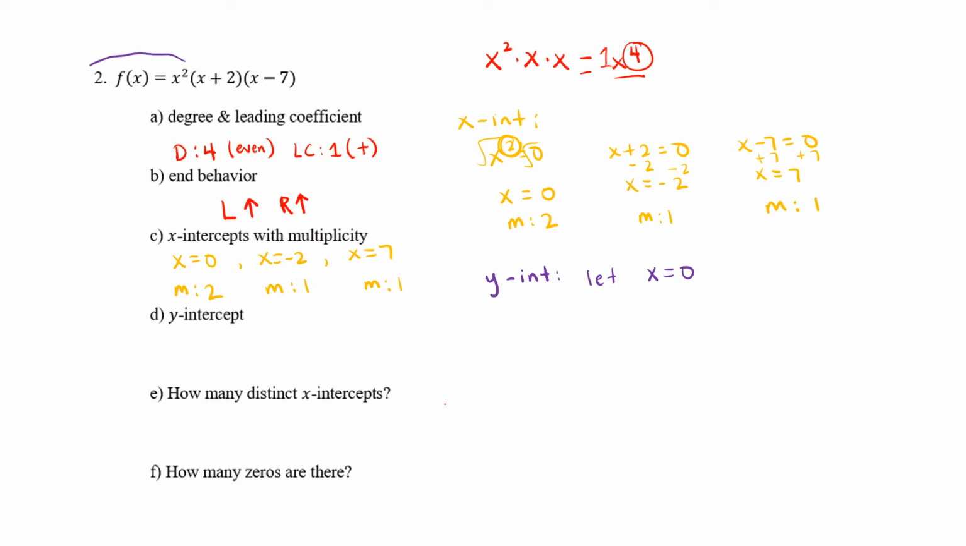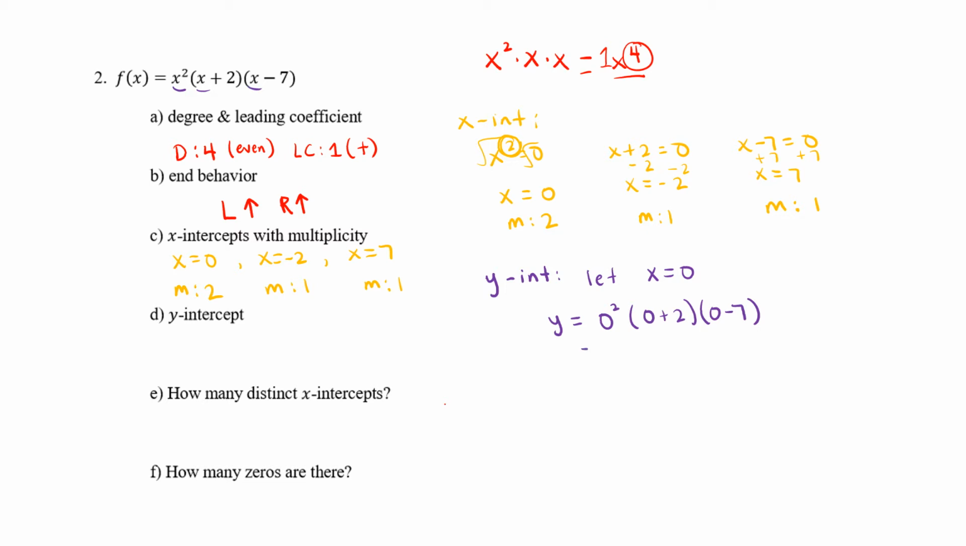So what we're going to do is go into this equation up here, and everywhere you see an x, we're going to substitute in 0. Okay? So we're going to have y equals 0 squared times 0 plus 2 times 0 minus 7. Again, everywhere we see an x, we're plugging in 0.